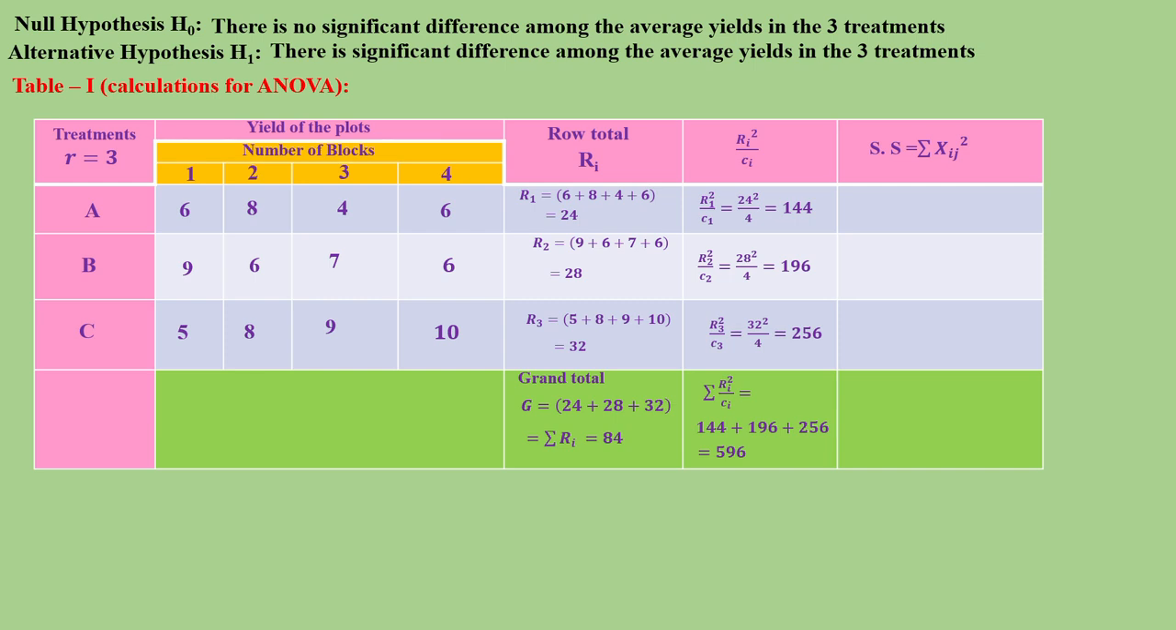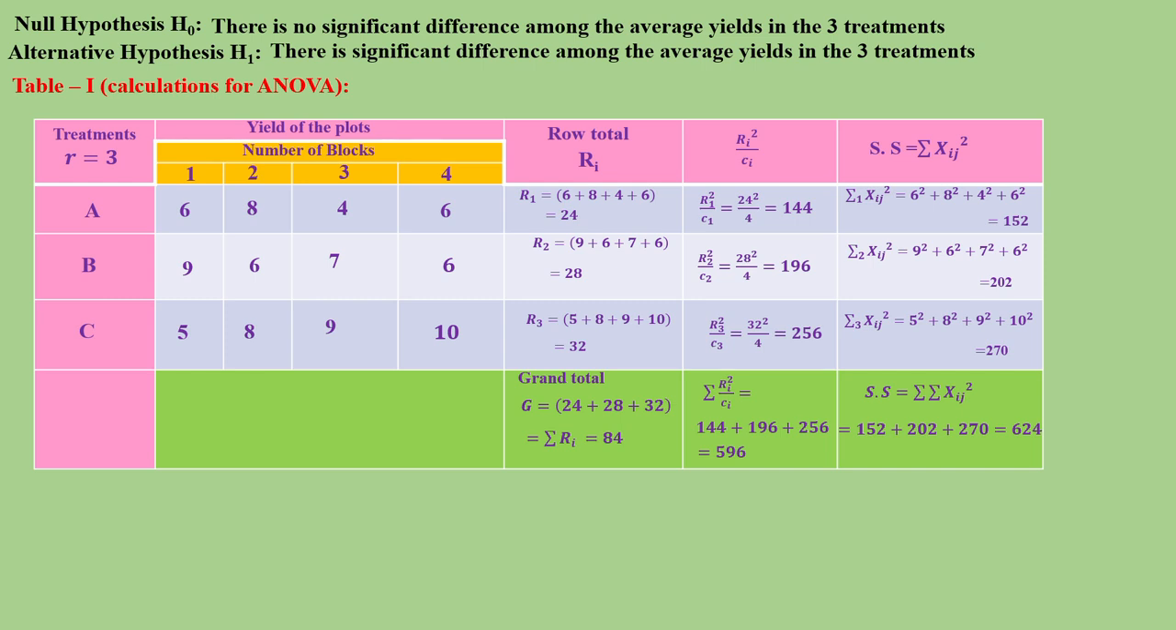Then sum of squares of each data, each number, x11, x12, each number: 6 square plus 8 square plus 4 square plus 6 square, right? First one, so summation xij square is equal to 152. Second row, sum of squares, 9 square, 6 square, 7 square, 6 square, that is equal to 202. Then third row, sum of squares, that is equal to 270. Add up all the sums of squares, summation of summation xij square, that is equal to 624.